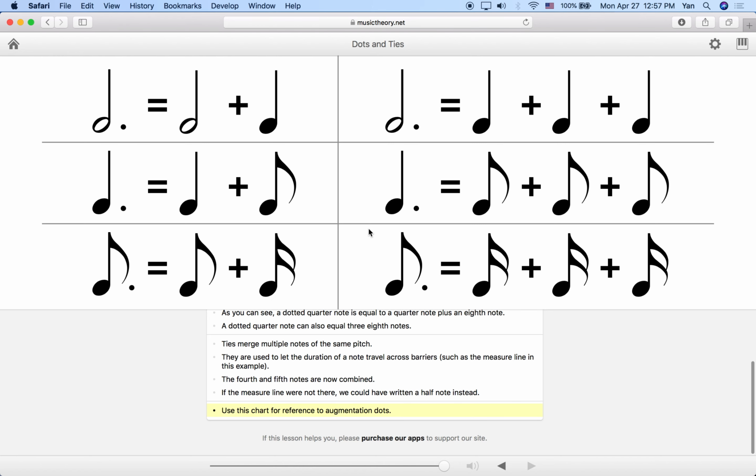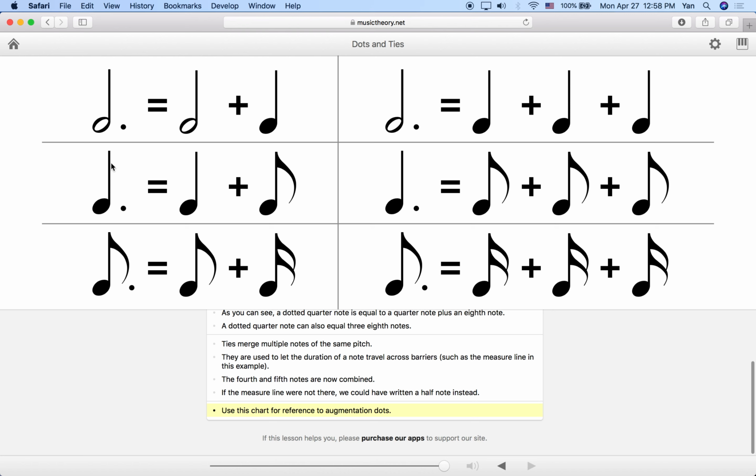All right, so let's just take a quick look at this chart of different dotted note values. The first row here is the dotted half note. A dotted half note is going to be the base value, a half note, plus half of that, which is a quarter note. So the total is a half note plus a quarter note. Or, like we mentioned before, 3 of the half value, which is quarter notes. So 3 quarter notes.